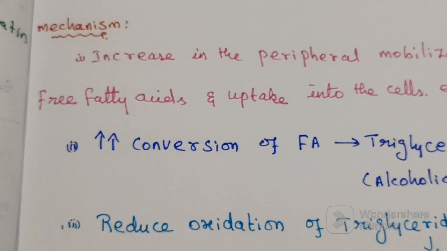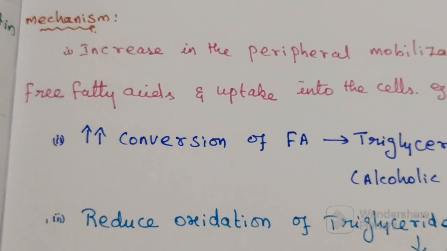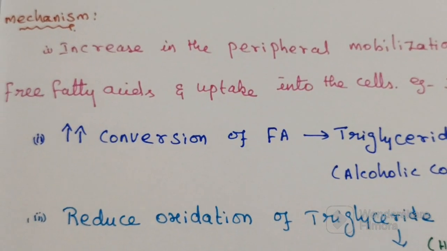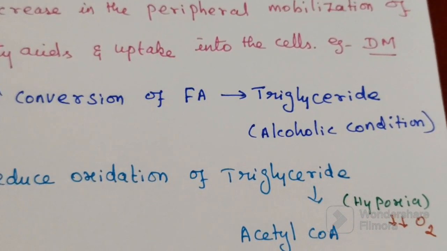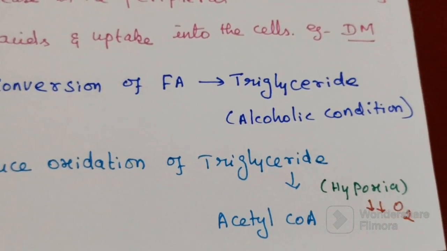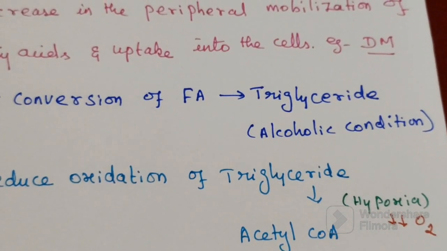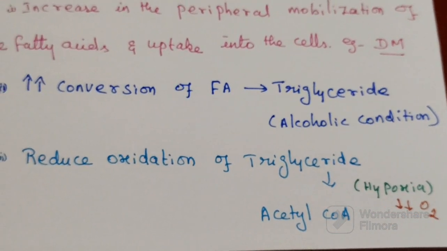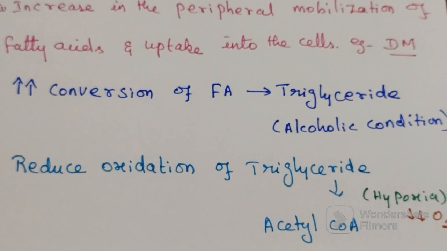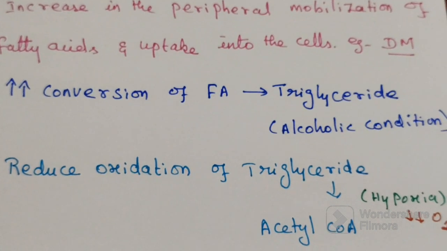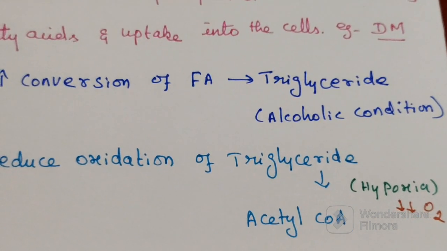Then the third important condition: reduced oxidation of triglyceride into acetyl coenzyme A during hypoxia. That means a decreased oxygen level leads to accumulation of fat. So, reduced oxidation of triglyceride because of hypoxia, low oxygen content.